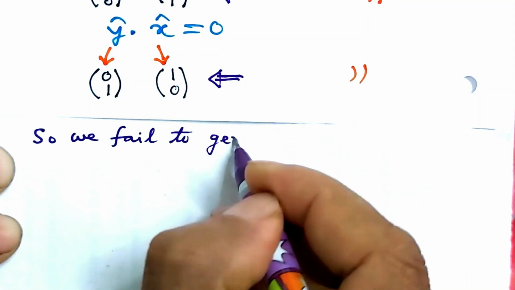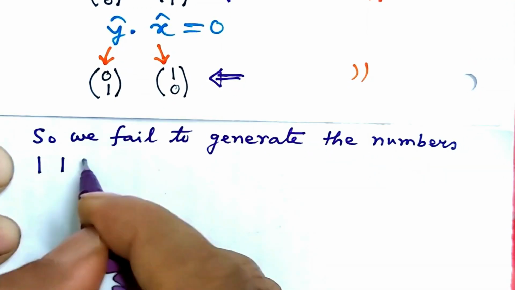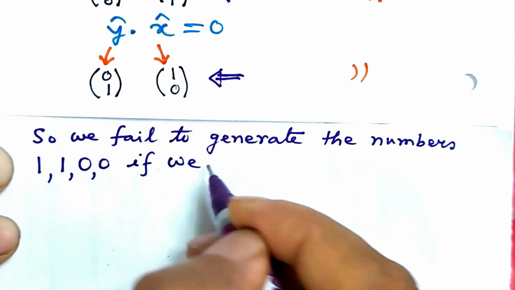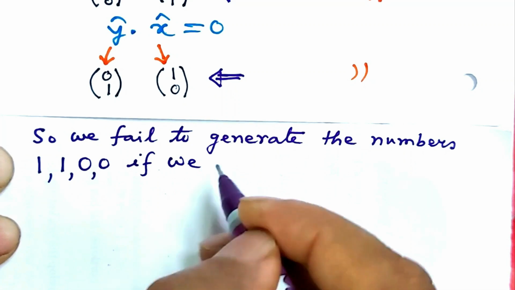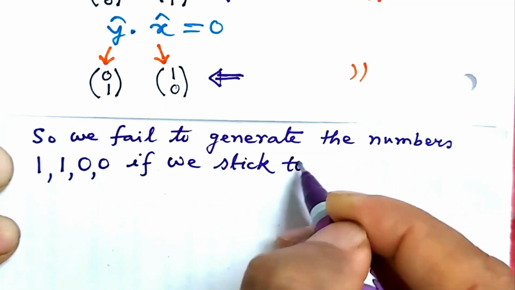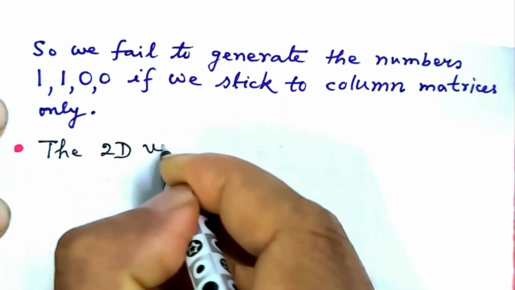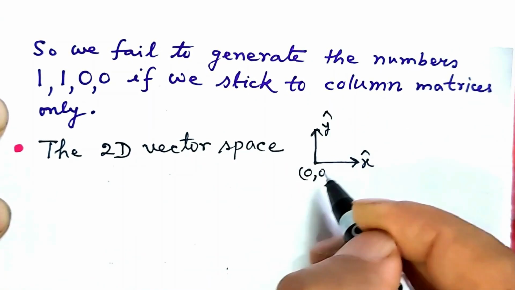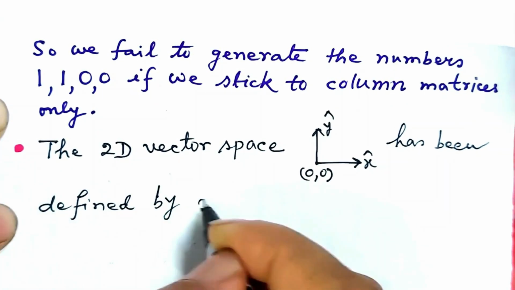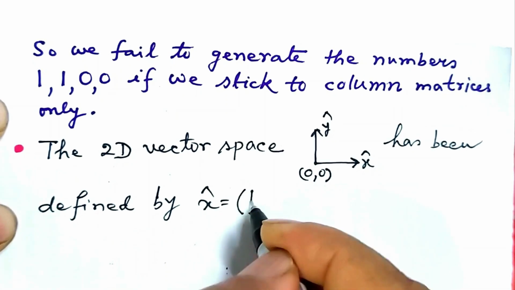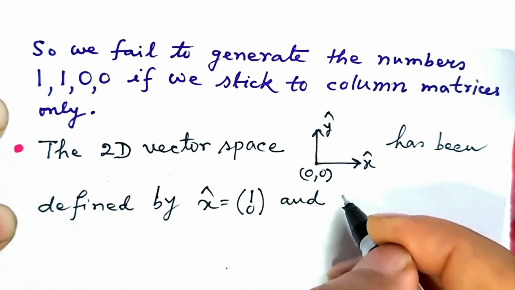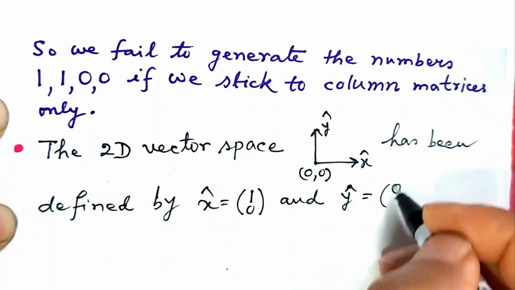Clearly we fail to generate the numbers 1, 1, 0, 0 if we carry on our business with column matrices only, that is, stick to column matrices only. We have to think of ways to generate the numbers 1, 1, 0, 0. The 2D vector space has been defined by x hat equal to column matrix 1, 0 and y hat equal to another column matrix 0, 1.